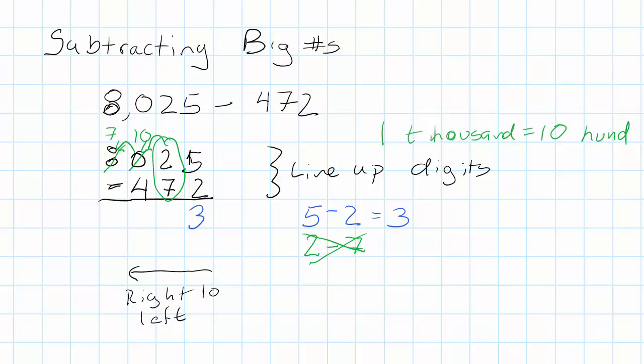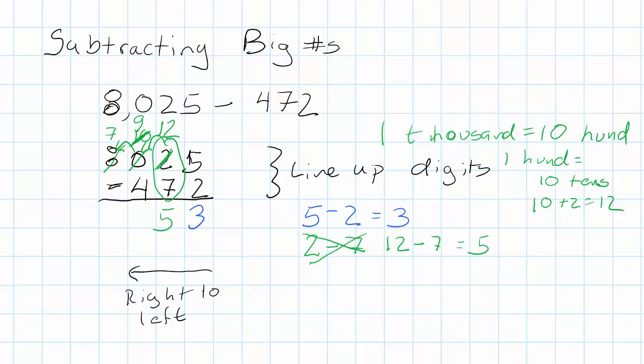Now we can break one of those up. Instead of 10 of them, we now have 9. But 100 is 10 tens. So instead of 2 tens, we have 10 plus 2 is 12 tens. So instead of 2 minus 7, we're taking 12 minus 7, which is 5.